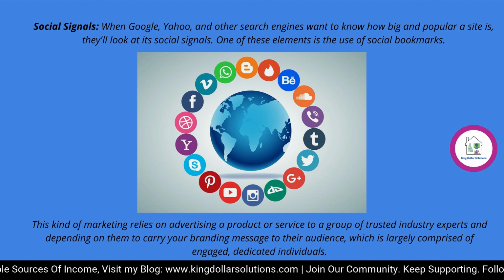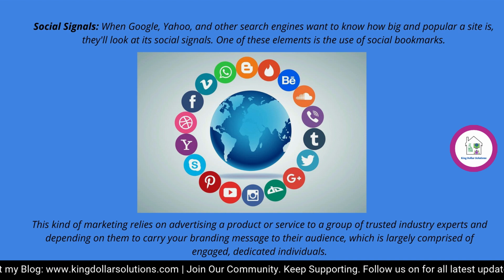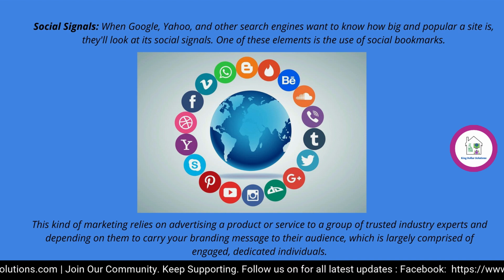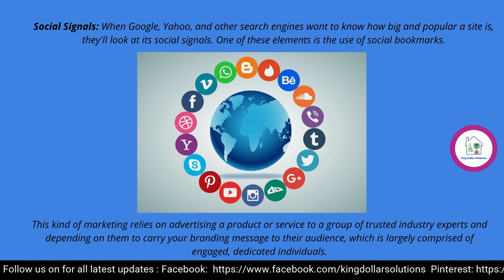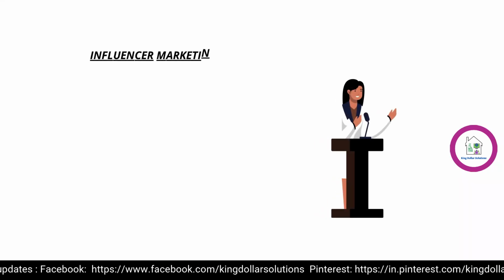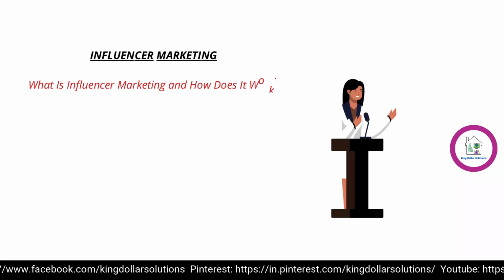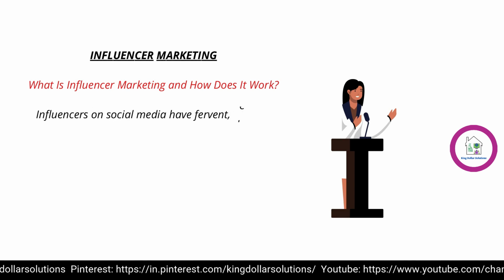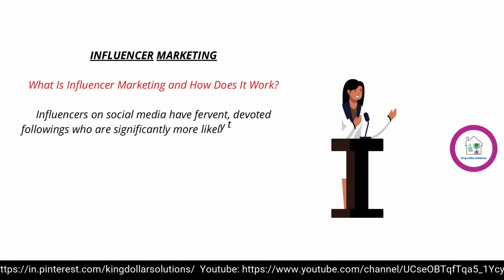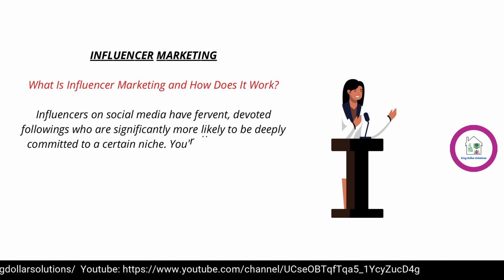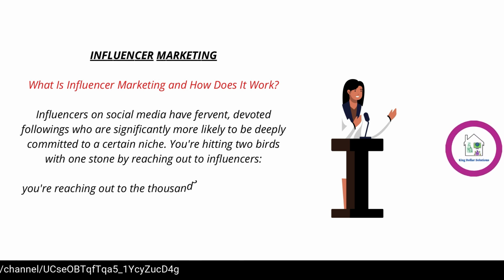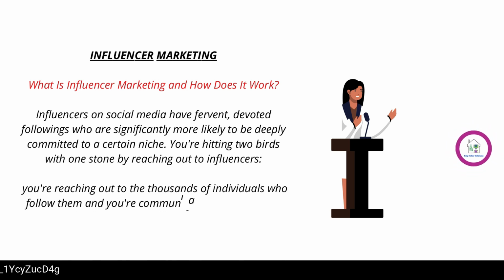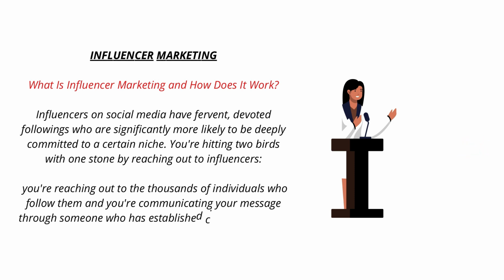This kind of marketing relies on advertising a product or service to a group of trusted industry experts and depending on them to carry your branding message to their audience, which is largely comprised of engaged, dedicated individuals. Influencer marketing. What is influencer marketing and how does it work? Influencers on social media have fervent, devoted followings who are significantly more likely to be deeply committed to a certain niche. You're hitting two birds with one stone by reaching out to influencers. You're reaching out to the thousands of individuals who follow them, and you're communicating your message through someone who has established credibility in your niche.